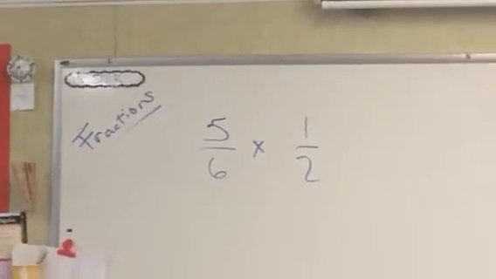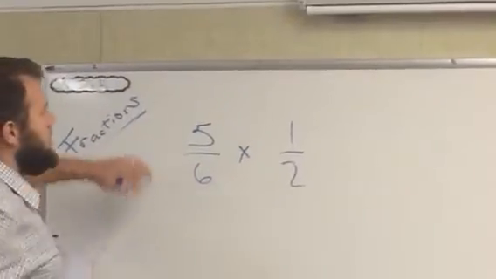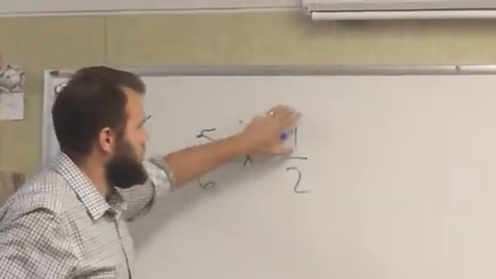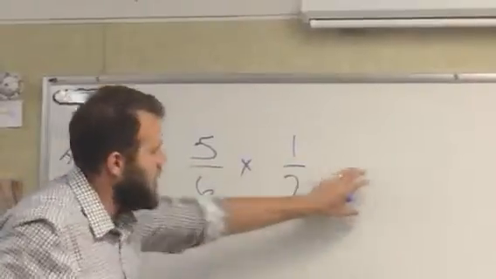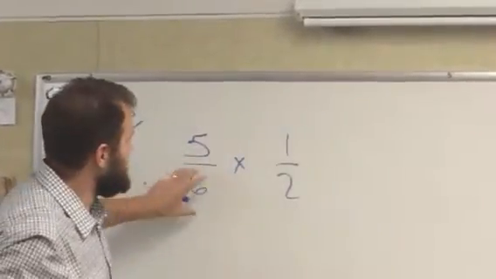All right, so we're going to talk about multiplying, dividing, adding, and subtracting fractions. The first one is multiplying. This is straight simple. You're just going to multiply the numerators and multiply the denominators. If that's too complicated, just multiply the top and multiply the bottom.